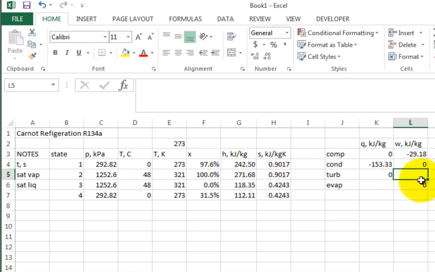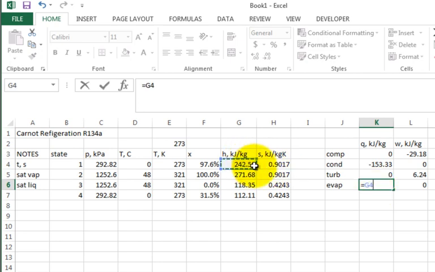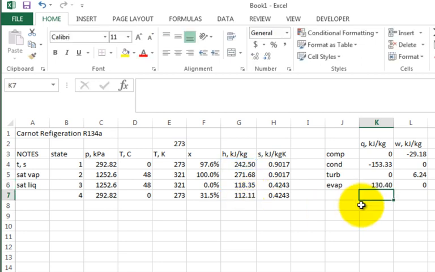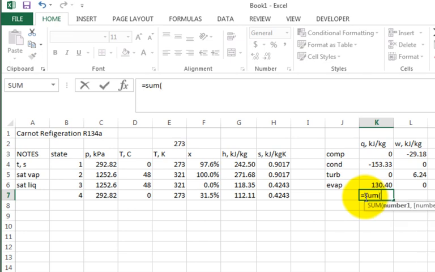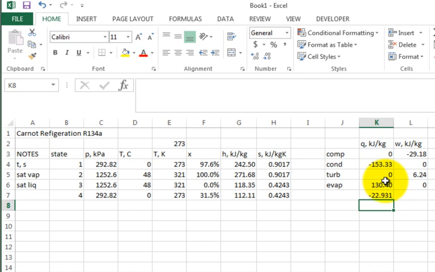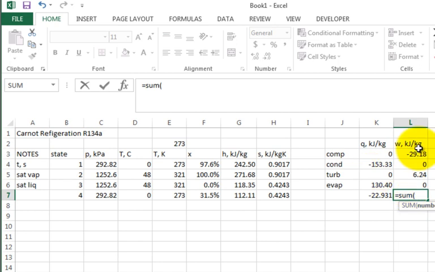All right, what about my turbine? This is a positive work, and it's between 3 and 4, so it's H3 minus my H4. And then the evaporator is a positive Qin. It'll be the H1 minus the H4. Whenever I look at this, I say, well, I hope the sum works. I'll just do the sum of those 4 above. That's my Q net. And then the sum of the 4 above for work net.